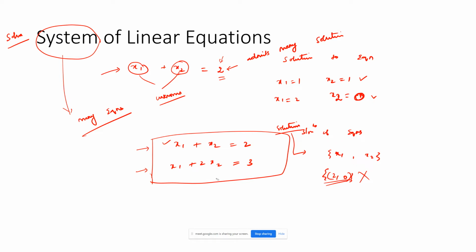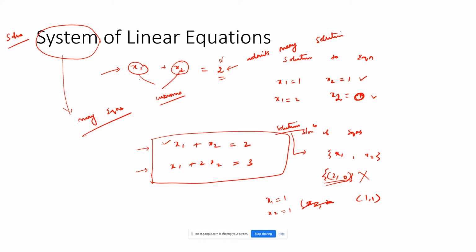The values that you substitute into these equations are called a solution when the values satisfy all the equations in the system. For example, if I substitute x1 equals 1 and x2 equals 1, sorry, 1 comma 1, you see that this is a valid solution. Why is this a valid solution? When you substitute into the first equation, you get 1 plus 1 equals 2, and when you substitute into the second equation, you get 1 plus 2 equals 3. Now I hope the solution to a system of equations is clear.